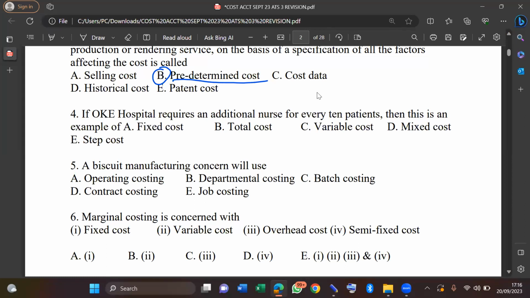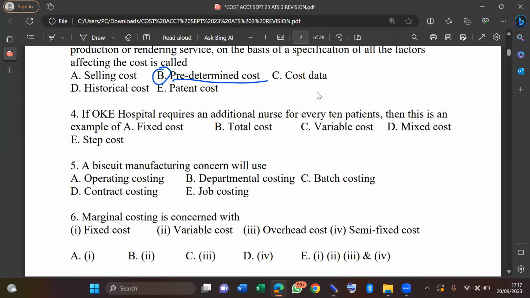Fixed cost is a cost that is fixed, for example, rent. Then total cost is a combination of the fixed and variable cost. And mixed cost is also the combination of fixed cost and variable cost. And the step cost is the same thing as mixed cost. Step cost is not the same thing as mixed cost.